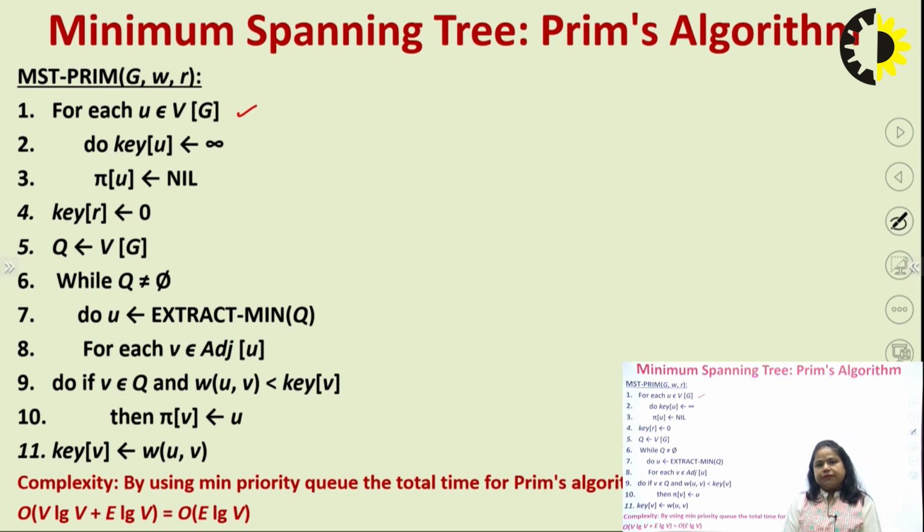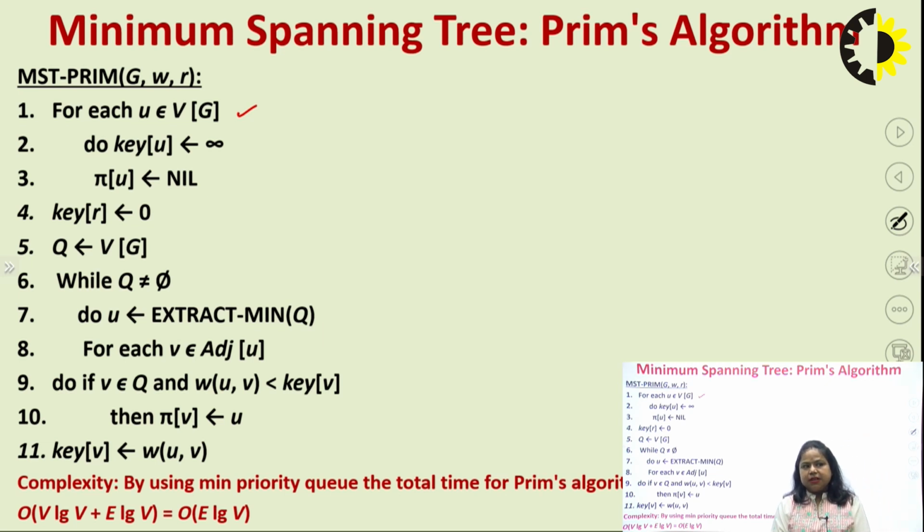After that, we set the key value of each and every vertex to infinity, so that we can calculate the shortest path of that particular node. We also set pi to nil, so that we can maintain the distance as well. Lastly, the key of the first element, the source node, we set to 0. And in the final result, we have to maintain the key.